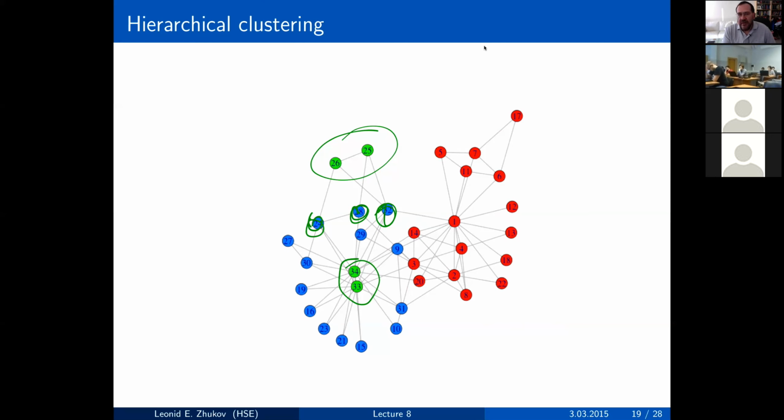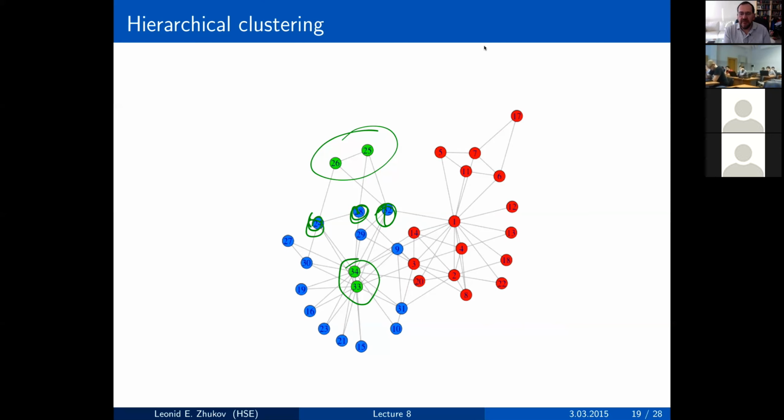And so now, yeah, there are 3 clusters, but it's probably not the answer we're looking for. So from the point of view of sociology, the best answer was 2 clusters. At the same time, who knows?